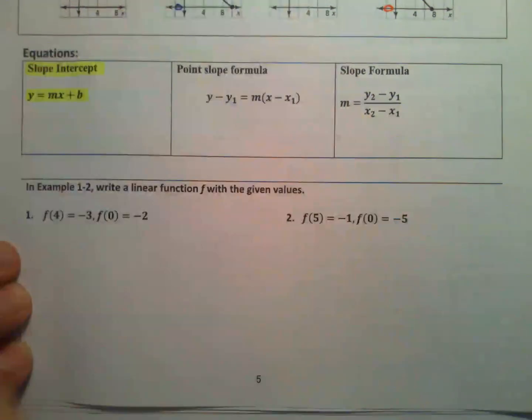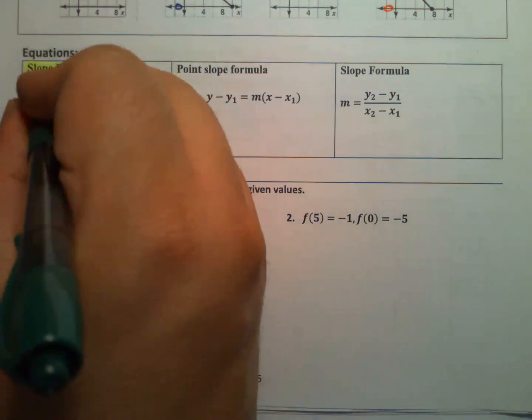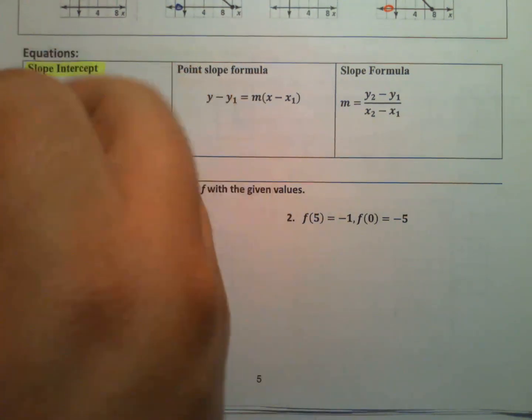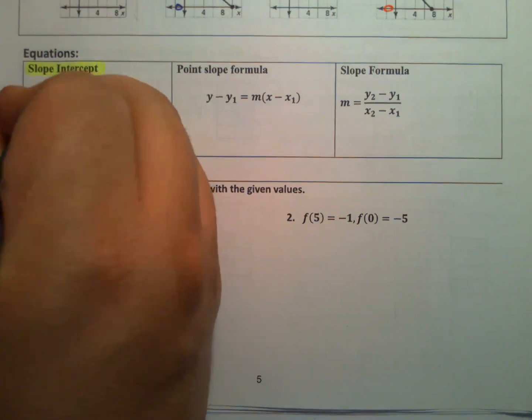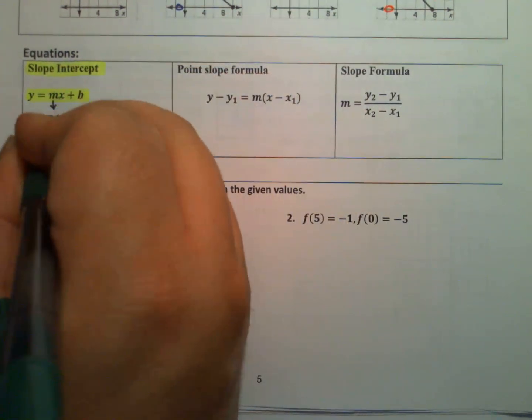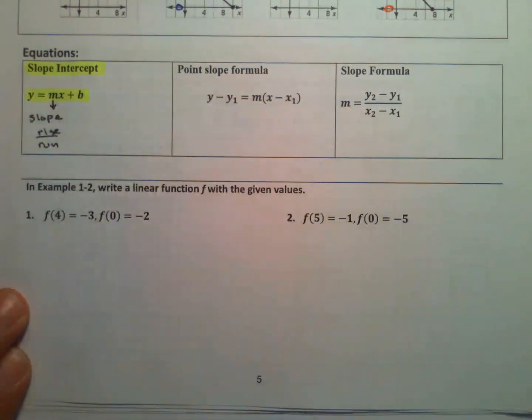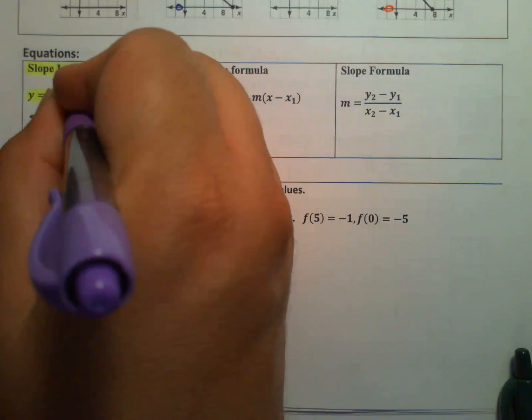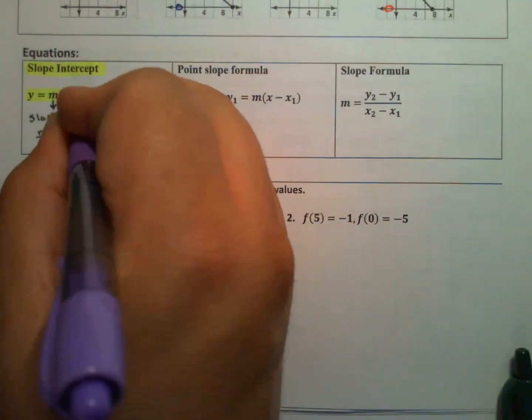We also talk about what every little letter represents. So, for instance, the m, we already know is the slope. And when we talk about slope, we're talking about rise over run. And the b value, as we mentioned last week, is our y-intercept.